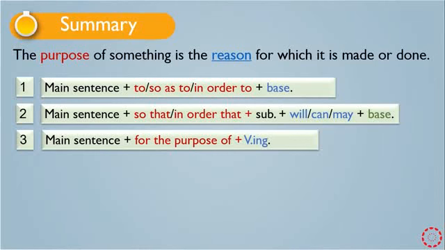And also we have the third group, which is for the purpose of. We have the main sentence, and then we have for the purpose of, but in this case it is a little bit different. We have verb ing after for the purpose of, not base.